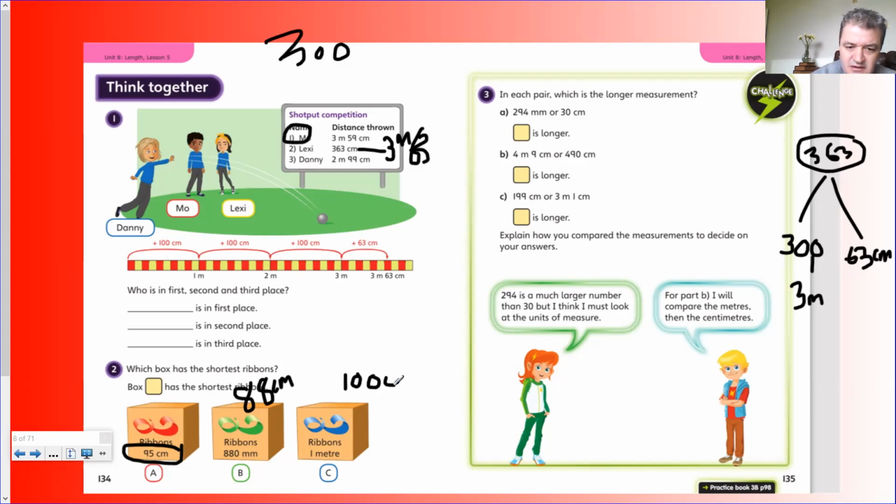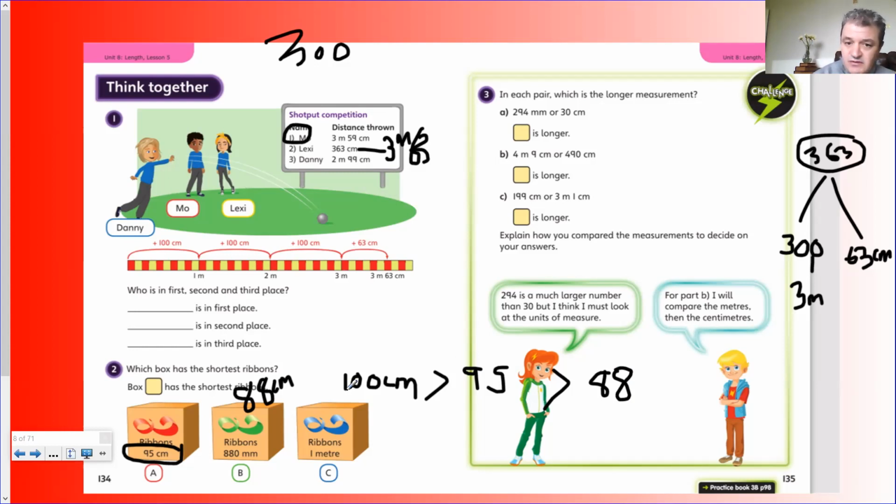Okay. So I could write a little equivalent sentence if I wanted to. I could write 100 is greater than 95, and then greater than 88. That's my expression I could write. So 100 is the greatest amount.